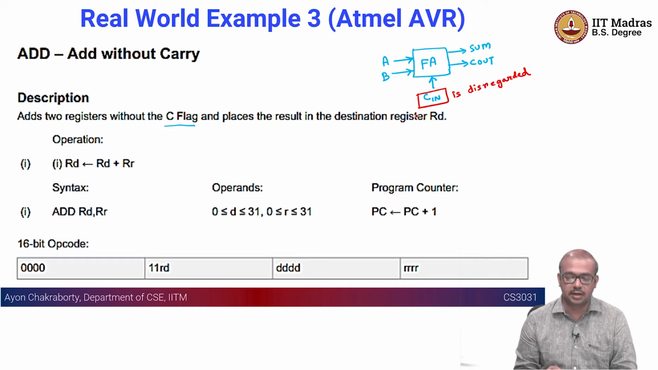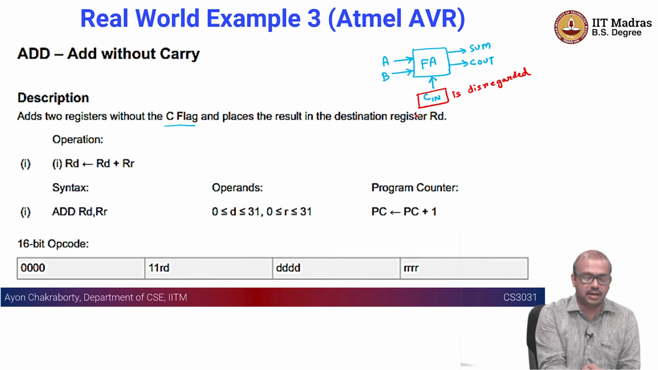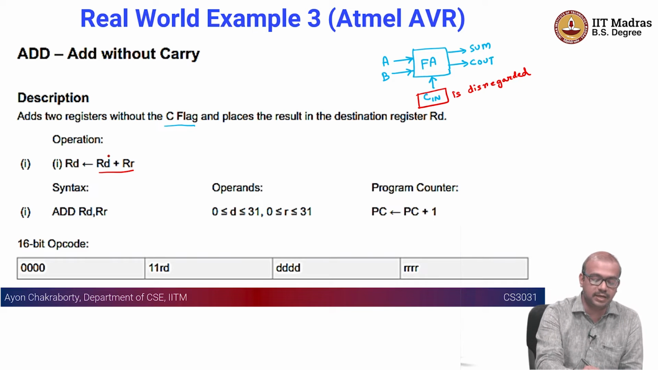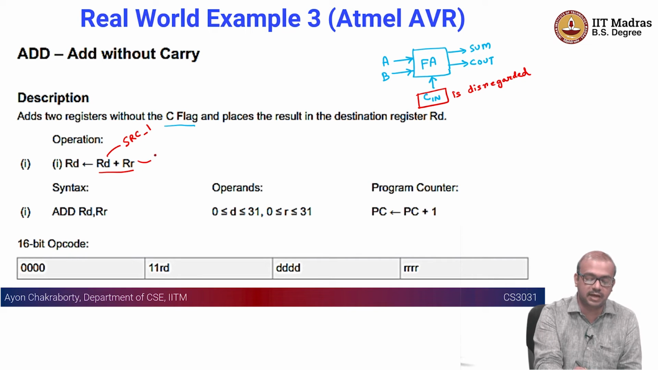So I will not respect this C in, and the operation looks like this. You need to mention two registers, RD and RR, and the destination register is RD. Okay, so that is now implicit. So you can think of this RD as a source, src underscore 1, source 1. This is src underscore 2, but this is also a destination.